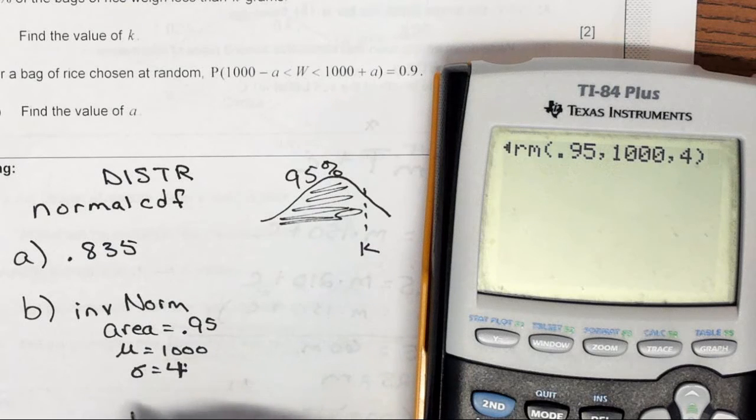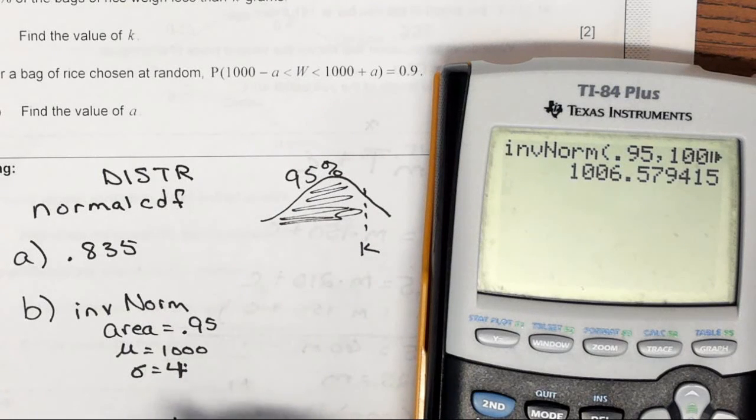And it gives me that K is 1,006.579, something like that.